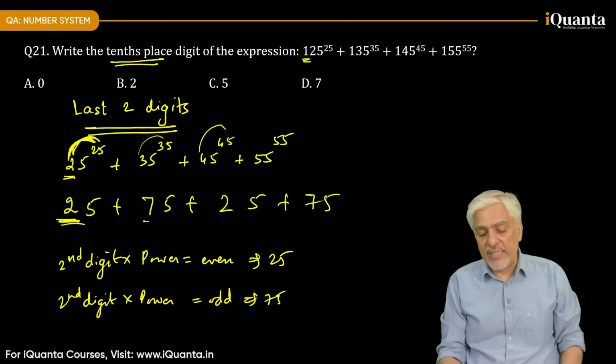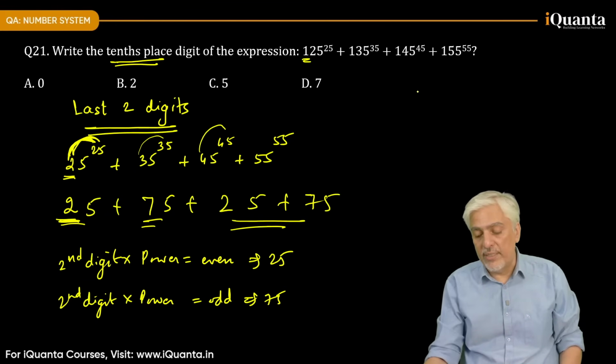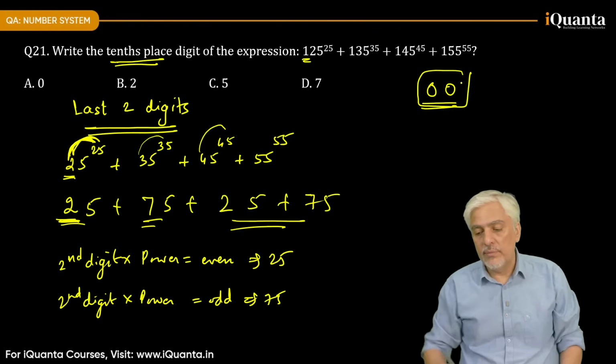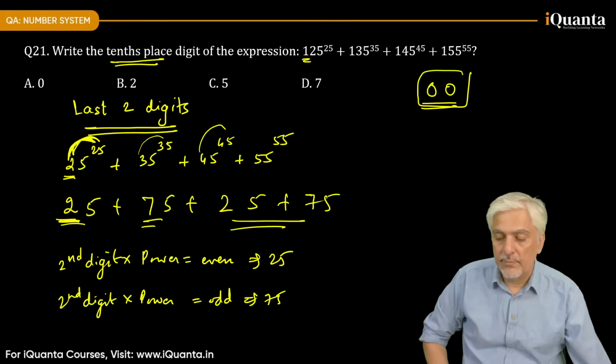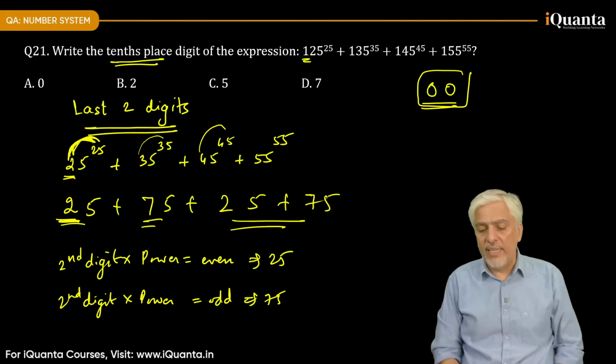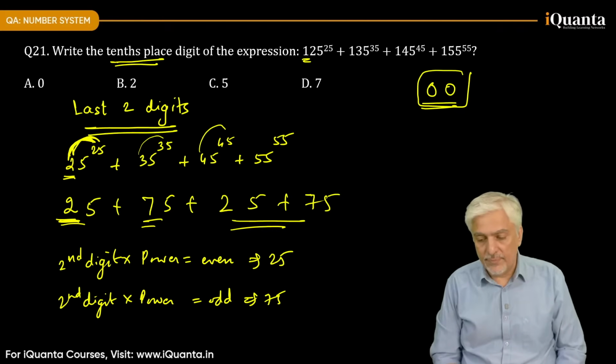So 25 plus 75, 100, 100 plus 100, 200. 200 means last 2 digits are 0, 0. No, not at all Richa, there is no such rule.